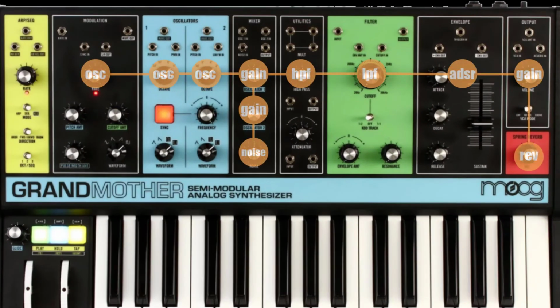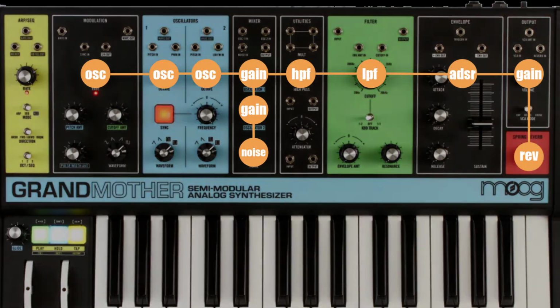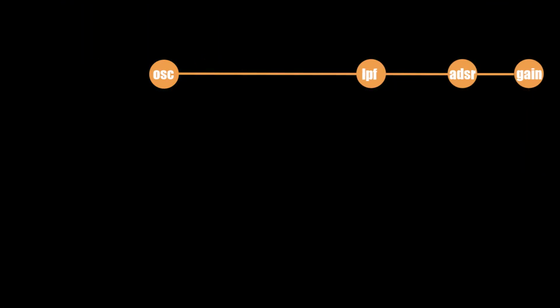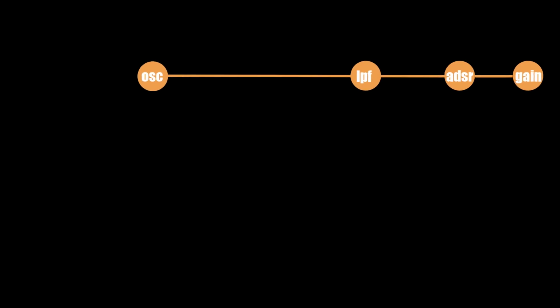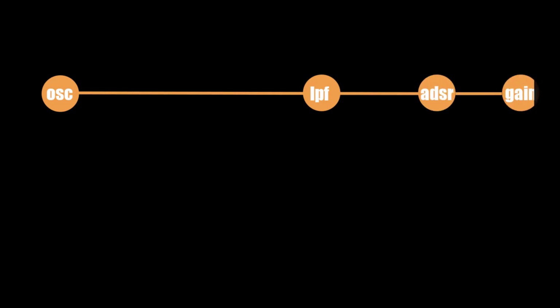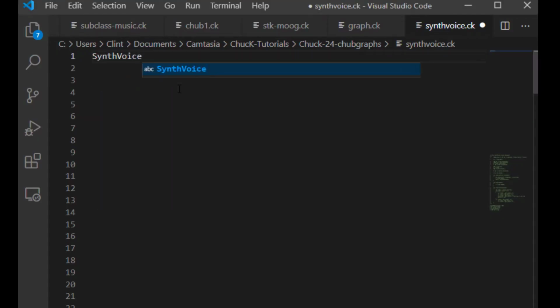Let's turn the layout of modules on the front panel of a Grandmother into a graph of edges and nodes. We're going to start simple and then add some richness as we go. The typical arrangement I was referring to before is this. Sound starts at an oscillator, passes through a filter, and then passes out through an ADSR and then out of the audio output. Let's start a new subclass of the Chubgraph and call it a synth voice.